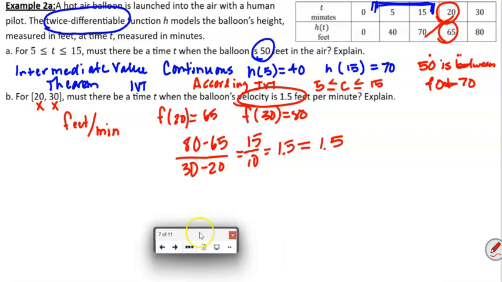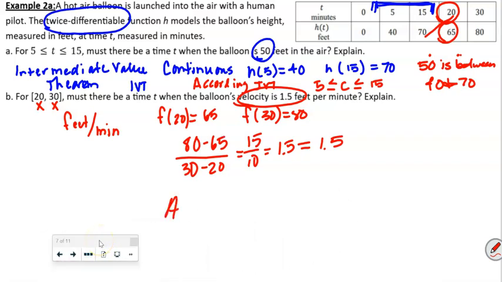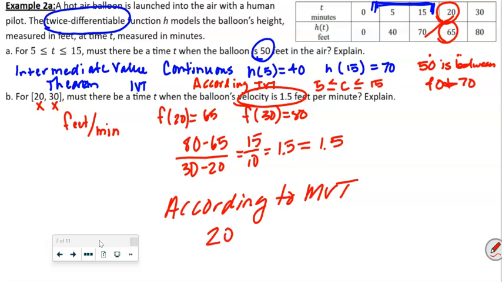So this one is according to the MVT, the Mean Value Theorem. So according to the Mean Value Theorem, when c is between 20 and 30, h prime of c equals 1.5.